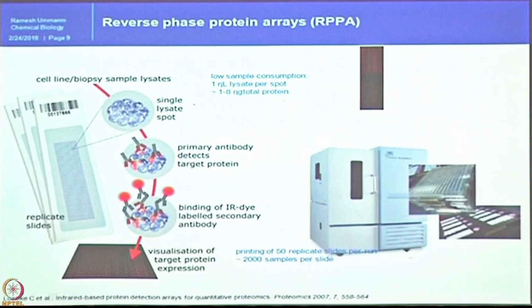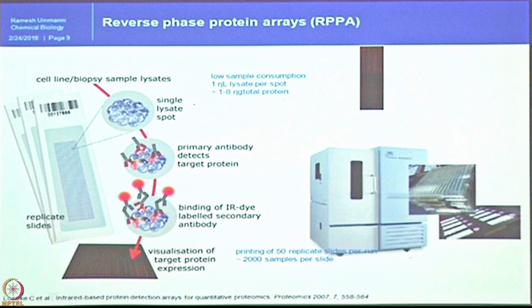You cannot simply spot with a pipette, and this machine is really useful nowadays, meant for reverse phase protein arrays, which can print 50 replicate slides per run with 2000 samples per slide. And why I am highlighting this instrument, I am not from the company. The thing is that when you print the first slide, the same quantity should be printed on the last slide.